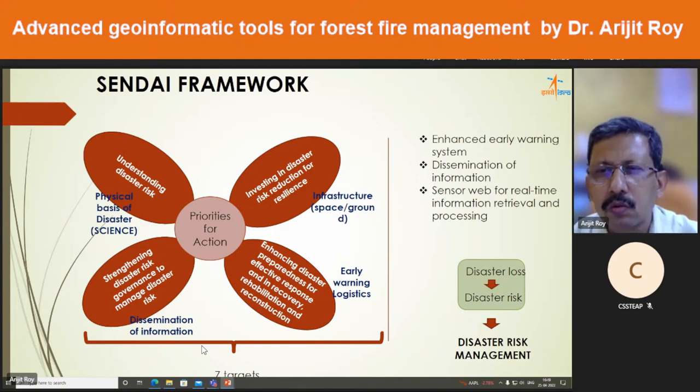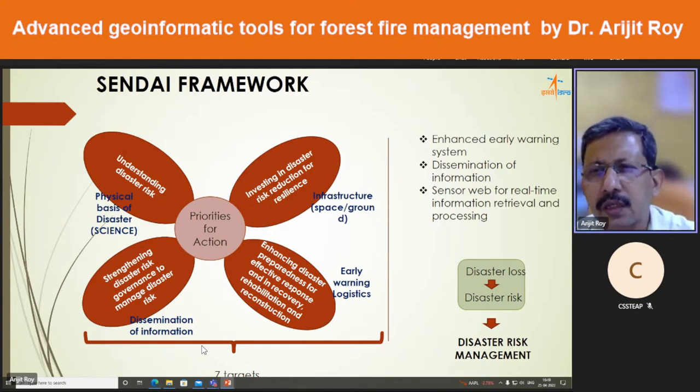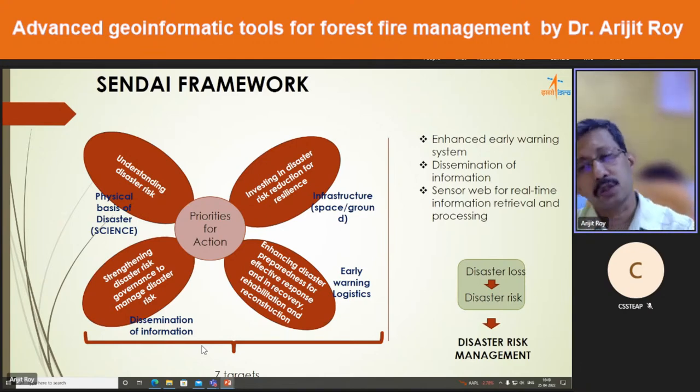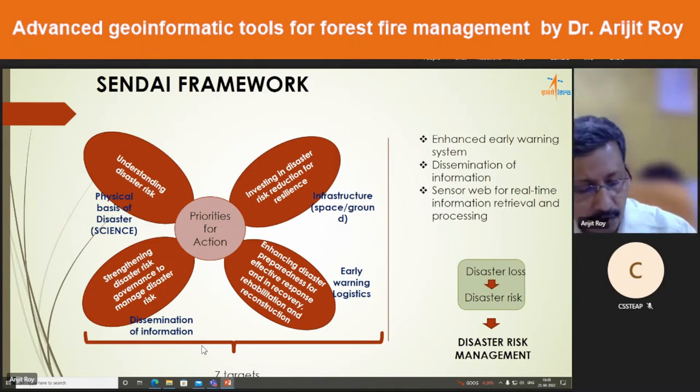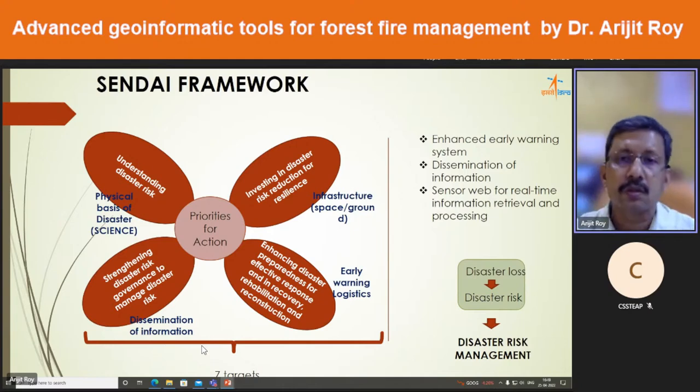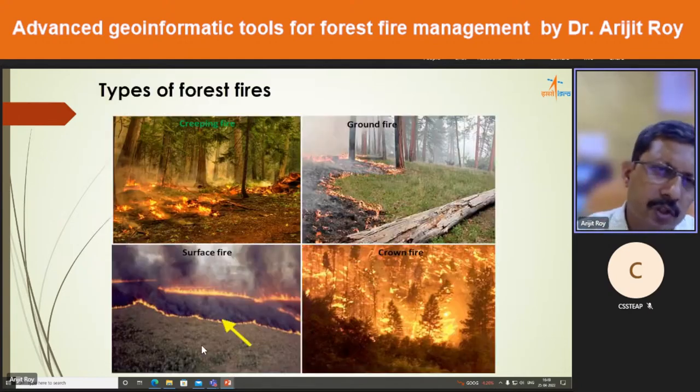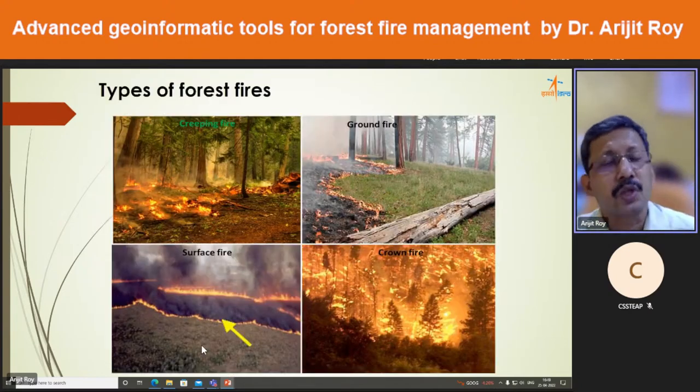So basically it emphasizes enhancing early warning systems, dissemination of information, and to do that, creating a sensor web for real-time information retrieval and processing, which will help us move from just estimating disaster loss to identifying the disaster risk for effective disaster risk management. So when we talk about forest fires, there are basically 4 types of forest fires.